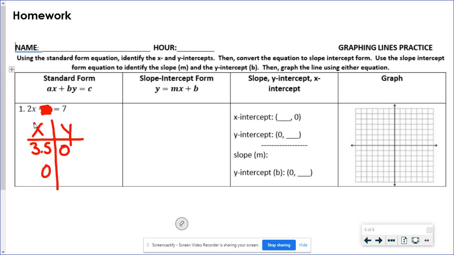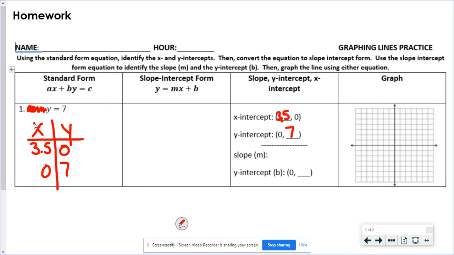Then if I would switch it around and say that the x is 0. So 2 times 0 would make this whole thing into a 0, and we don't need to add 0, so it's just that y equals 7. So I can fill in my x and y intercepts. So this is going to be 3.5, and this is, oh, that's kind of smudgy, I'm sorry, and that's 7.